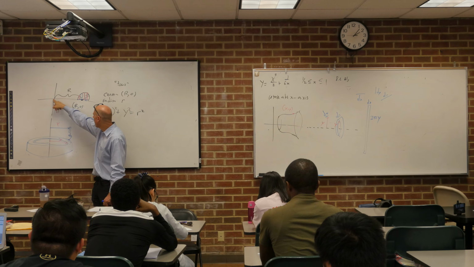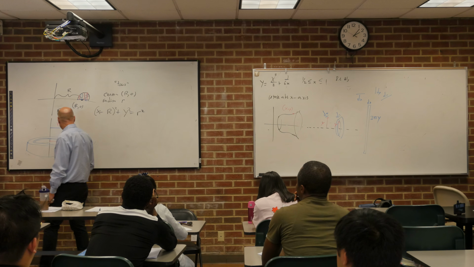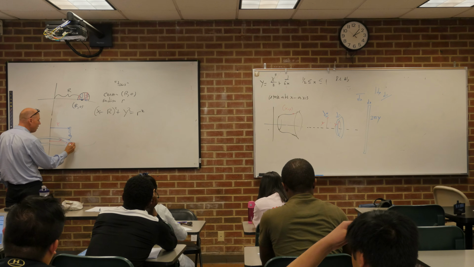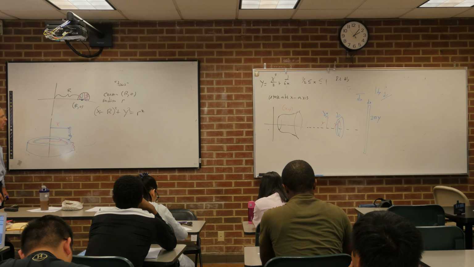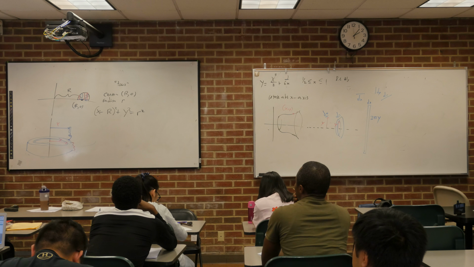So R represents that one fixed distance to the center. So be careful, if that's an X, that varies. And then finally, we need this height. Is that a horizontal or vertical distance? Vertical. What letter measures vertical things?